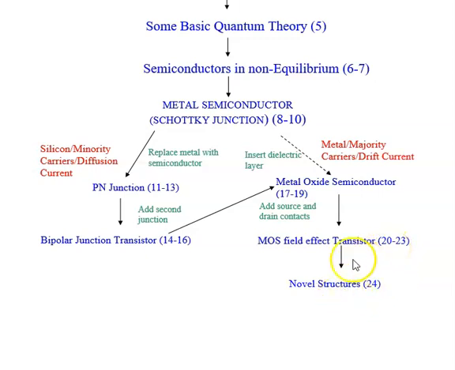And then finally we end with a chapter on novel structures, and we take the energy band diagram and go over some general rules for drawing energy band diagrams, and we use those rules to talk about the high electron mobility transistor, the HEMT. So that's the course, and if you find it interesting, welcome aboard, and we're glad to have you.